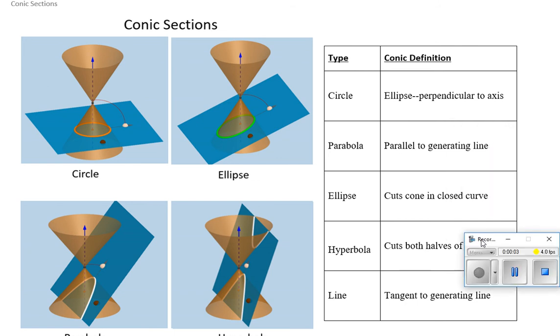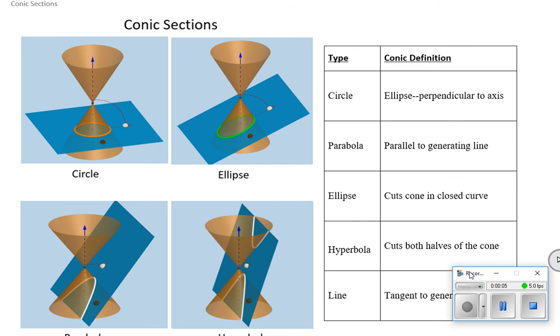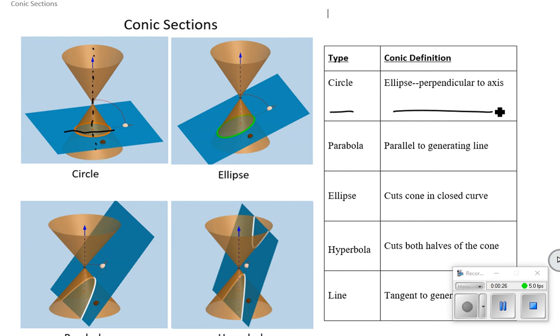All right, so we're going to discuss conic sections. They're called conic sections because they're shapes that can be created by having a plane slice through a cone. For example, if this plane slices through this cone perpendicular to this axis through the middle, then the shape you get is a circle. It's like a special kind of ellipse.